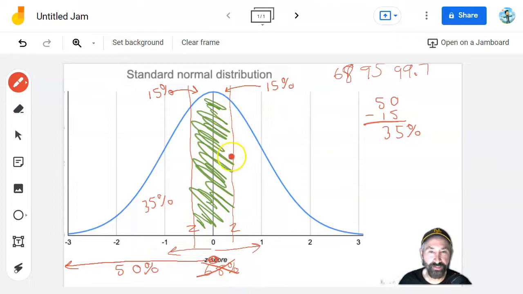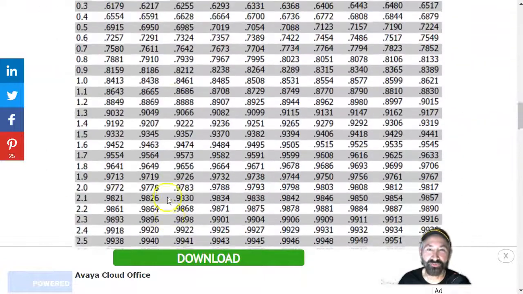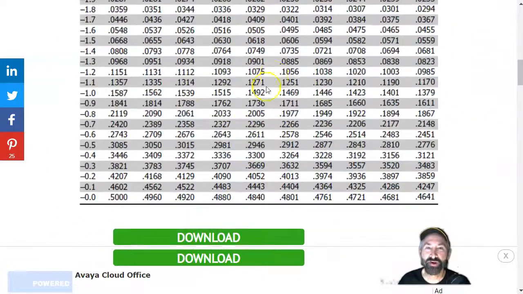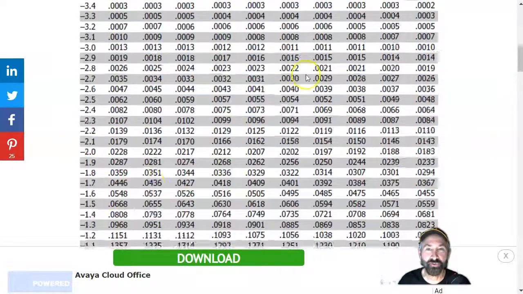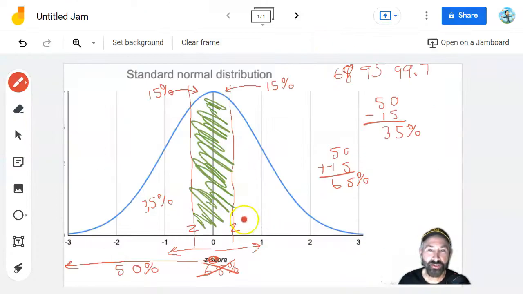In order to find this next z-score, I'll have to take this 50% and add 15% onto it. So 50 plus 15 gets me 65%. If I look that up in my z-table, remember, we'll be going to the middle of the table. Here's where the percents are, and wherever the 65% is, I'll find the corresponding z-score. And when I do, it will be the z-score for this right here.